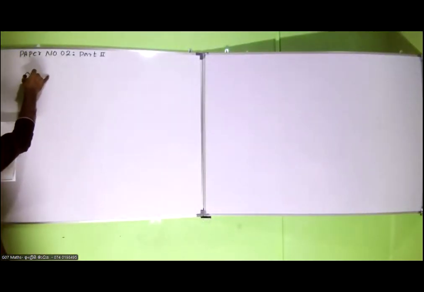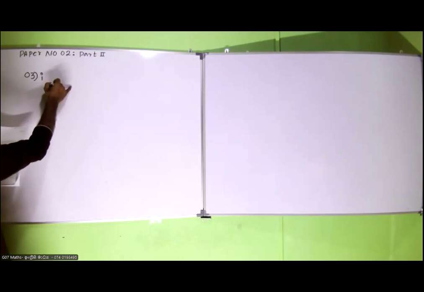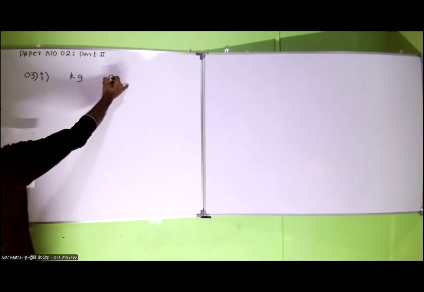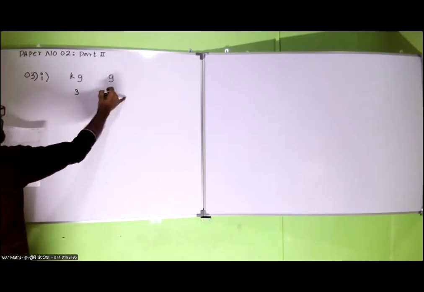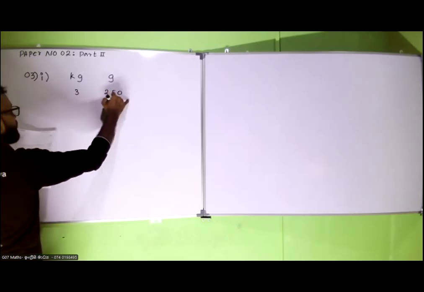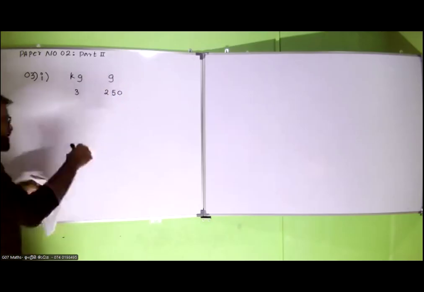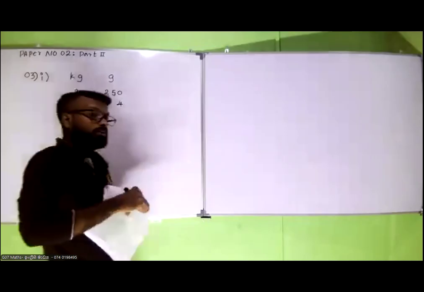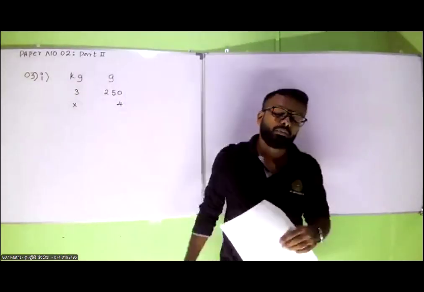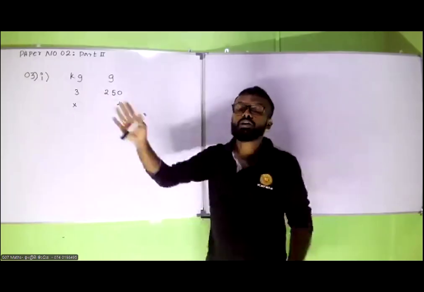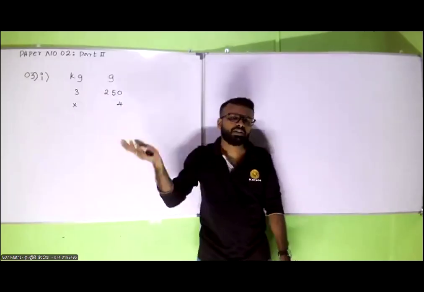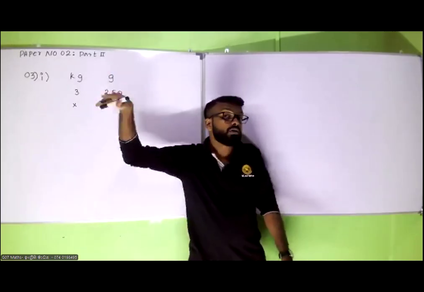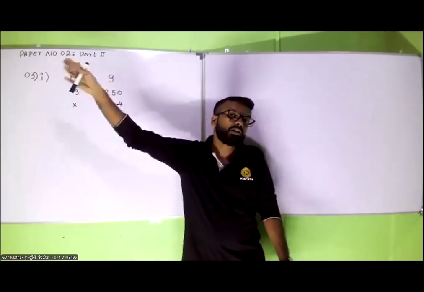Third question, part 1. Simplify. Here we have kilograms and here we have grams: 3 kilograms and 250 grams. Before multiplying this by 4, I need you to remember something, that is the relationship between kilograms and grams. Can anyone tell me how many grams there are for a kilogram?